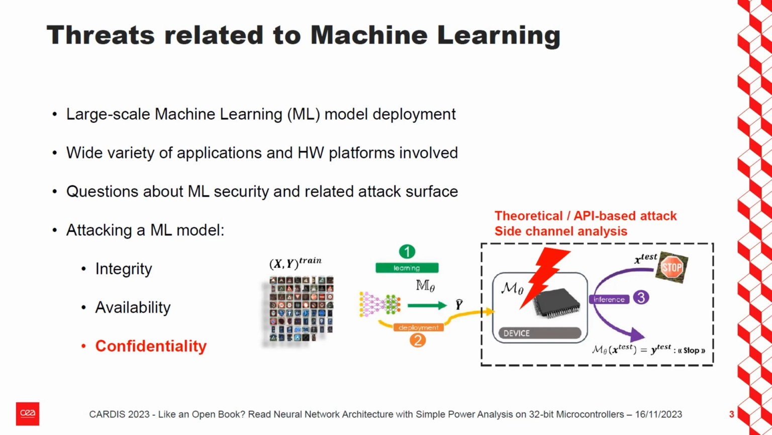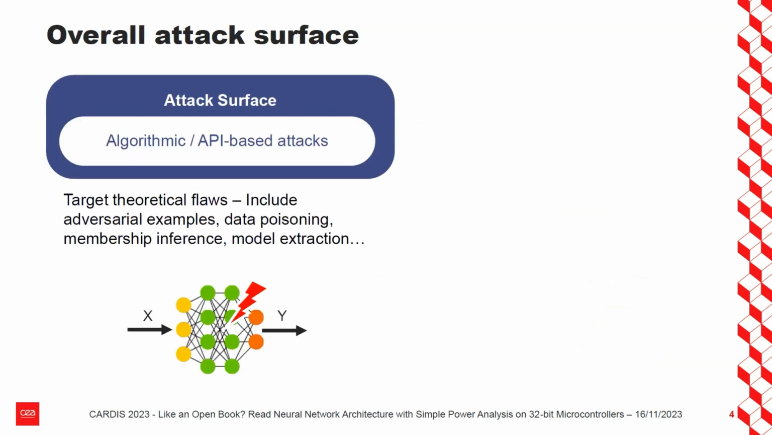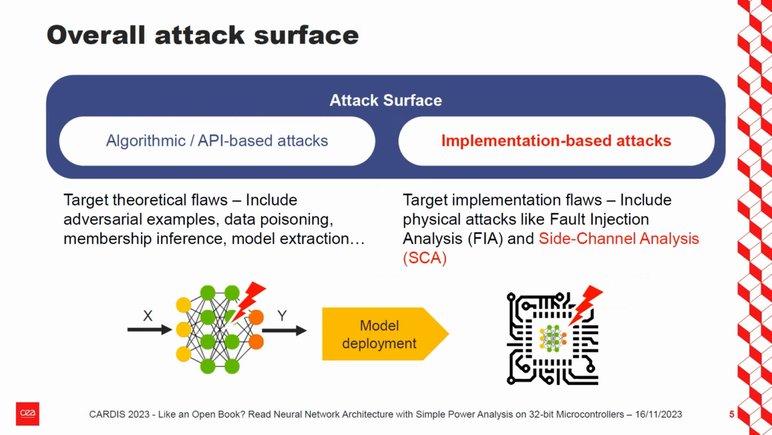Targeting confidentiality threatens everything related to the intellectual property of a model, such as its finely tuned parameters or architecture. So, as you will see in this presentation, machine learning isn't a tool we are going to use alongside side channel analysis, but is the target of those analyses. I mentioned the attack surface related to the model deployment. In the beginning, the majority of attacks were algorithmic ones, in a way that they were targeting the theoretical flaws of machine learning models. However, now that models are deployed on physically accessible devices, new attacks can leverage implementation flaws and use analyses such as fault injection or side channel ones, which are the focus of this presentation.